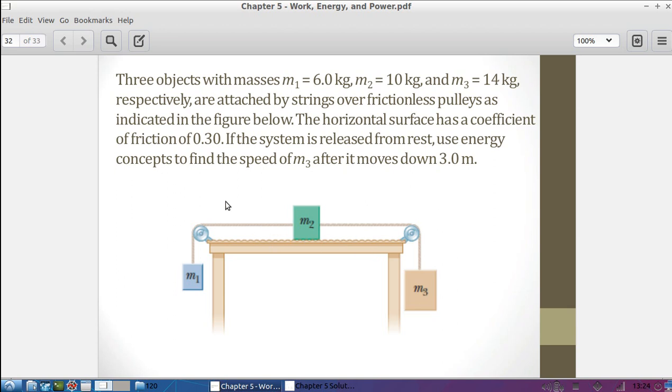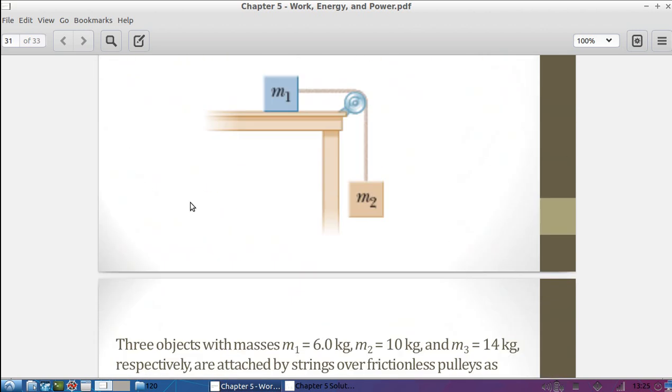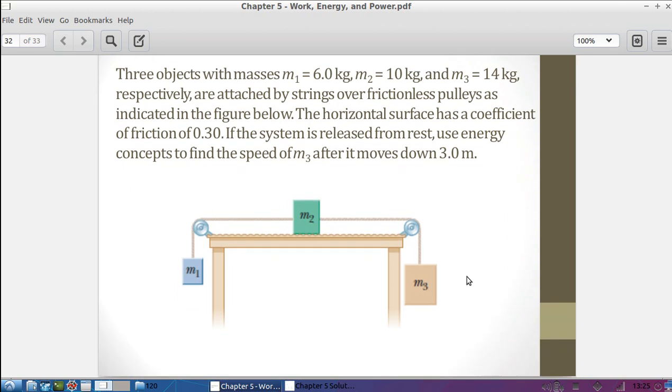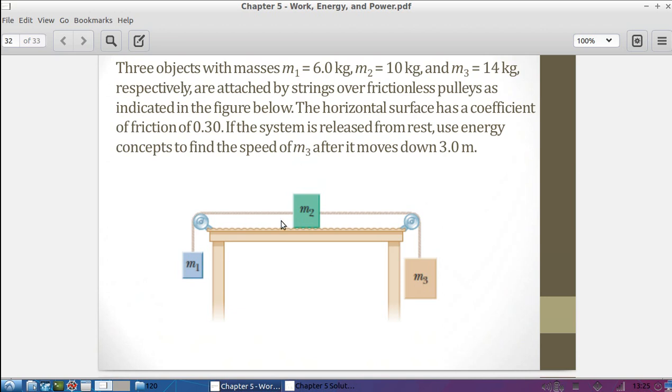So I've got three blocks, three masses, very similar system to this. Okay. M1, M2, M3, I know their masses, right? I've got a coefficient of friction of 0.3 in between block 2 and the surface. So it says find the speed of M3 after it moves down 3 meters. So M3 is going to descend 3 meters. I'm looking for the speed of M3, but as in the previous example, I know all three of them are going to have the same speed because they are connected by a string.